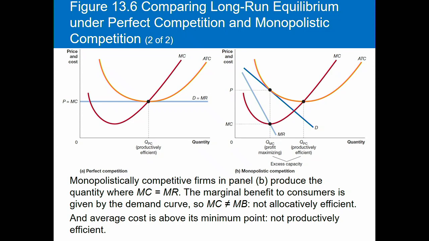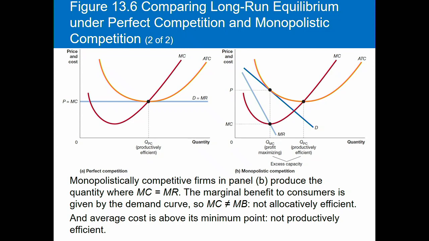On the right side, we have now a monopolistically competitive market. So kind of like the monopoly, we have the downward sloping demand curve. Firms are able to set their own price. They can choose a higher price or lower price to sell more or less of a good. And we end up with a marginal revenue curve that's downward sloping and below that demand curve. These monopolistically competitive firms are going to choose to produce where marginal revenue equals marginal cost. That's their profit maximizing quantity.